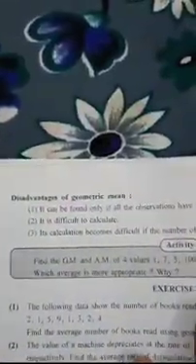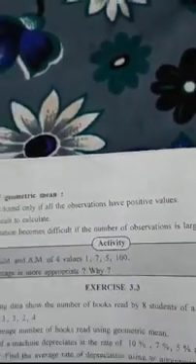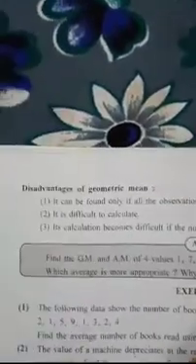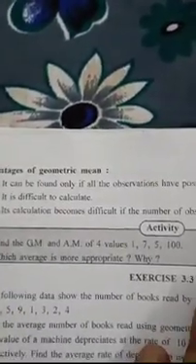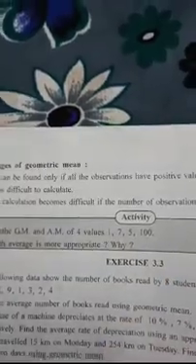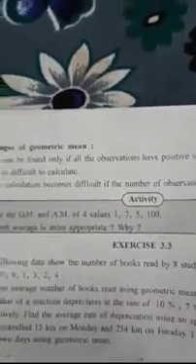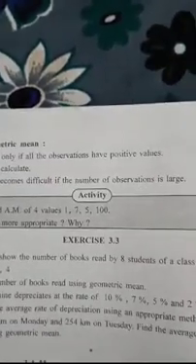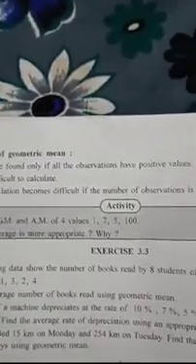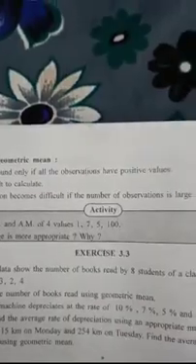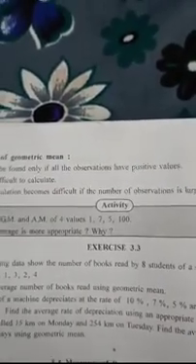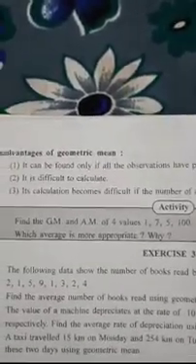Disadvantages: it can be found only if all the observations have positive values. Negative terms are not welcome. We can only welcome positive terms. It is difficult to calculate. Why is it difficult? Because if the observations are 6, then we have to press the root 3 times, if 8, then 4 times, if 4, then 2 times. So the students used to forget at what time we have to press the root.